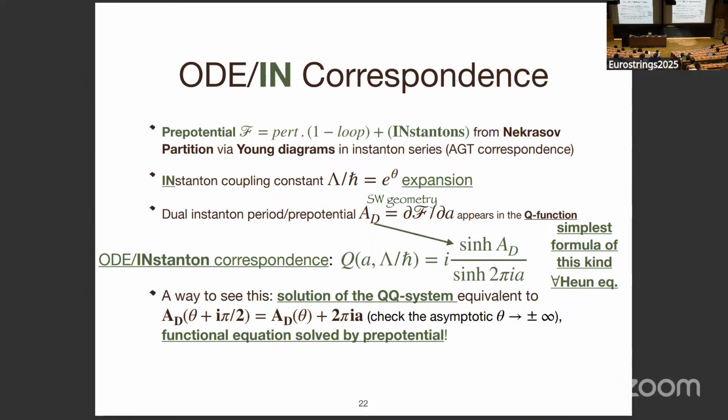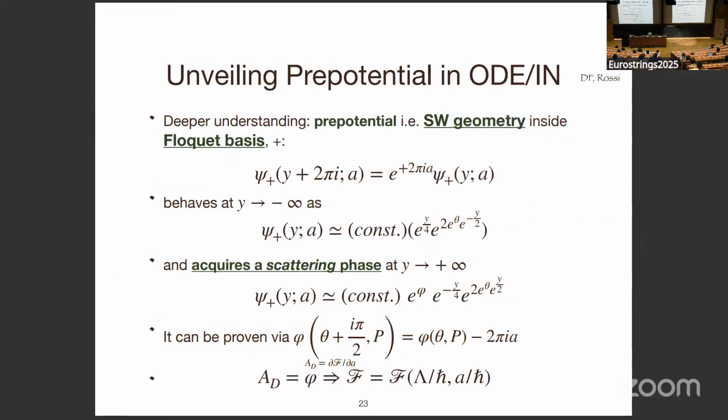So where is the prepotential in this picture? It is inside the connection coefficient. If you write the connection coefficient in this form, which seems a little magical, but I'll show you why, A_D appears here. And from A_D, you have already the prepotential thanks to Seiberg-Witten geometry, to this relation. How do you discover this? One way is you use this as an ansatz. The QQ system plays the role of a functional equation for the dual period, and you can solve it. And you show that the prepotential by Nekrasov and Shatashvili gives you the unique solution of this equation.